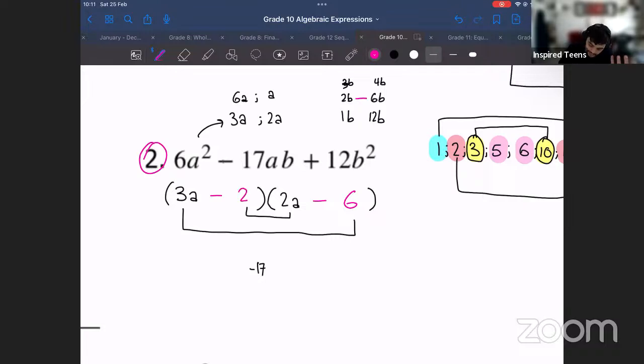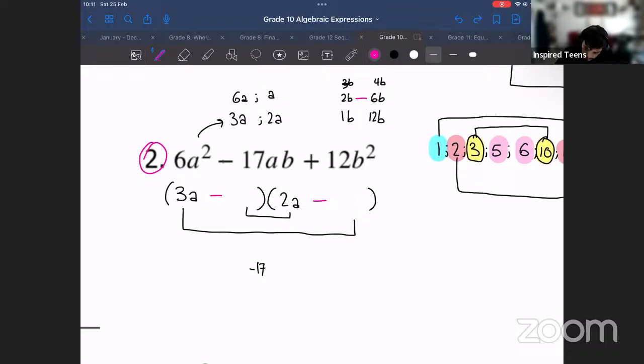So when I do outer inner, I get -18 and -4. So clearly that's -22. That's too far, right? So now I'm going to try, let's just say 1 and 12. Okay, so I get -3 and -24. Again, too far, right? Then when you finally try 3b and 4b, it will work.